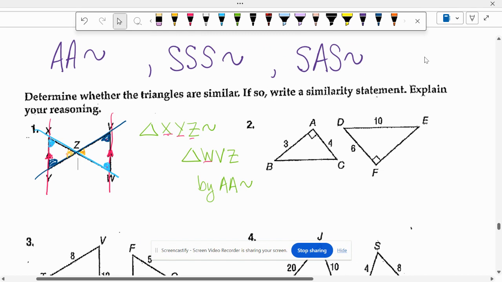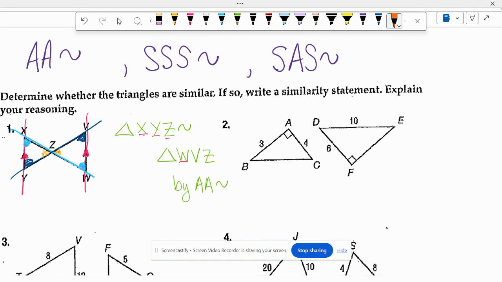What about our next example? Well, we have a right angle here and a right angle here. What do we know about right angles? They're congruent to each other. So do you guys see that you have the legs? You have marks on the legs. One is 3 and one is 4.